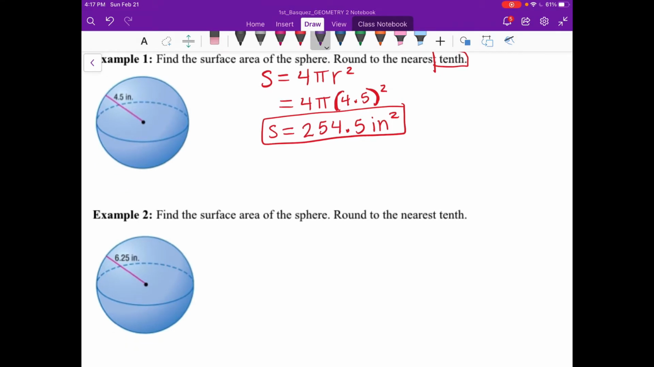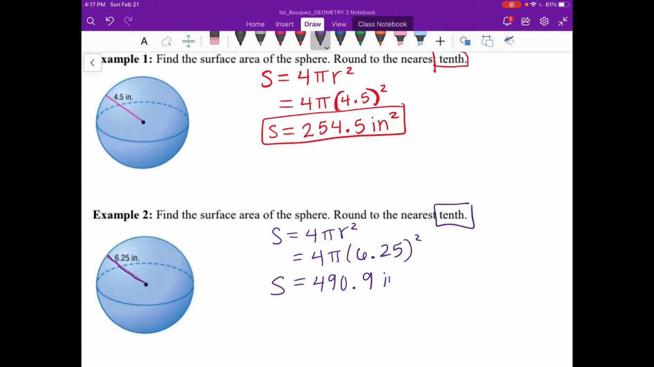Okay. Example 2, same thing, making sure I'm using the correct formula, 4 pi r squared. In this case, my radius right here, half the circle, is 6.25, and then I'm squaring that. And we are again rounding to the nearest tenth. So my surface area comes out to 490.9 inches squared. And that's pretty much it. So it's nice when the radius is given to you and it's just substituting into the formula.